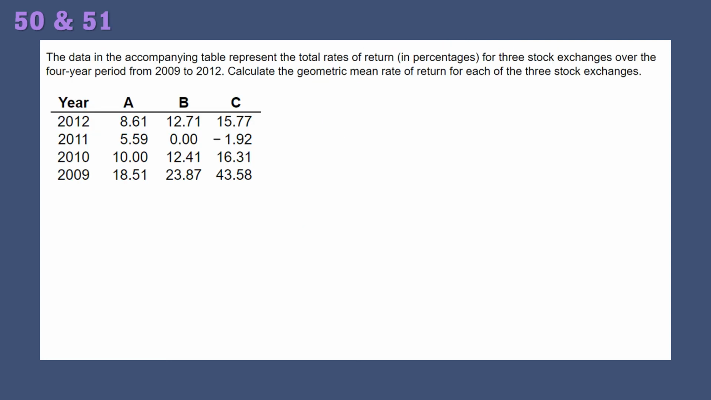For the data in this accompanying table, it's asking us to calculate the geometric mean. Each one of these is given to us as a percentage. It doesn't say very clearly, but it says in the problem in percentages. So I want you to think of each one as a percentage, and remember that when we're doing things with percentages and growing rates, we always use 1 plus r. So looking at A, 8.61 is actually 1.0861 because that's 8.61% plus 1.